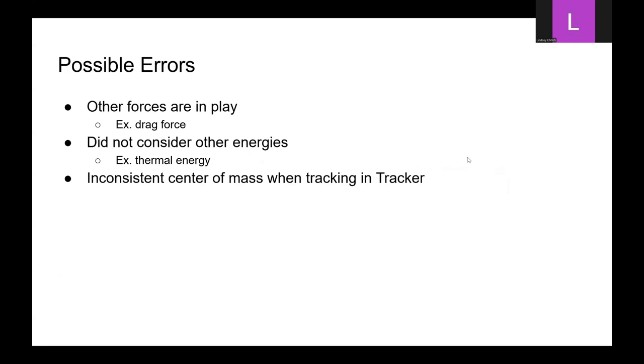So some possible errors, so why that might be. Other forces are in play, for example, the drag force. We may not have considered other energies, for example, thermal energy. And also, we may have been inconsistent when tracking the center of mass in Tracker.